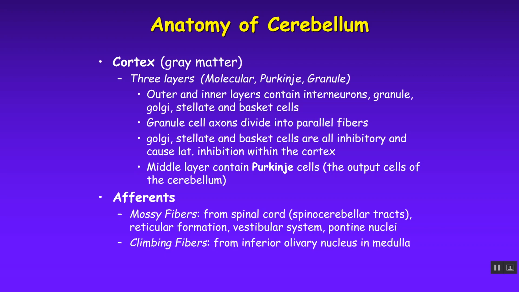Then we need to talk about how information gets into the cerebellar cortex to be processed. That's through afferents. There are a couple of types of afferent pathways that bring information to the cerebellum. Two major types of fibers: they call them mossy fibers and climbing fibers. Okay?